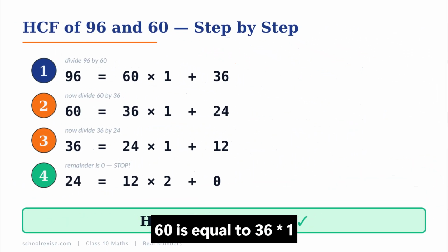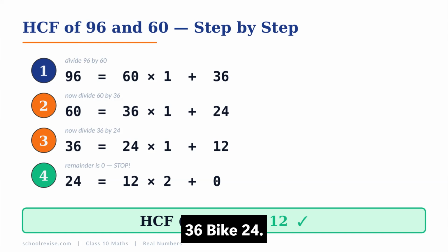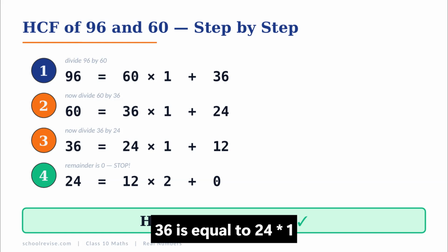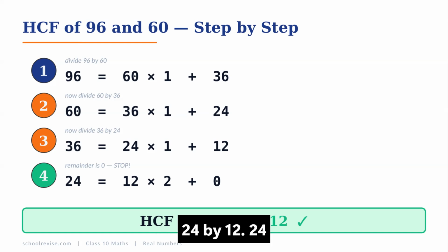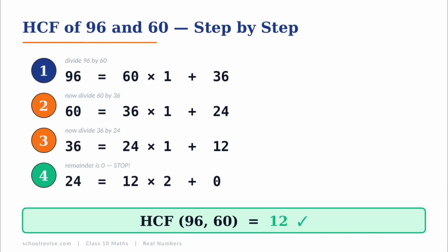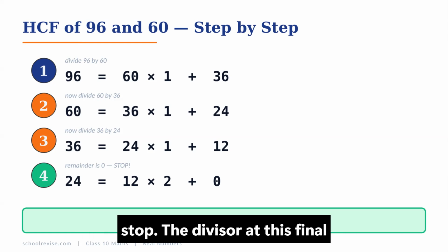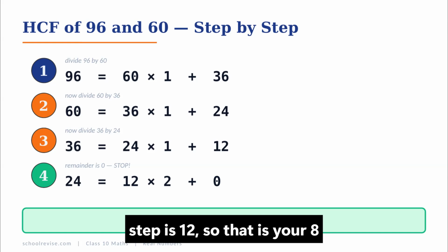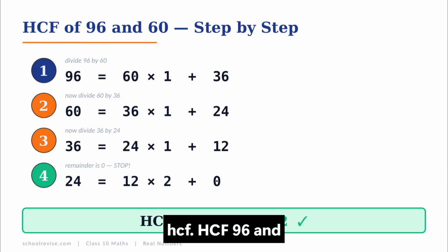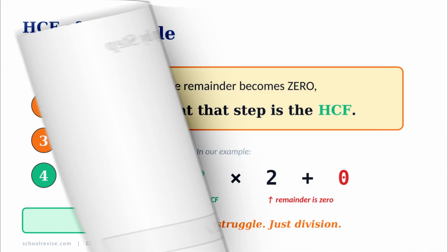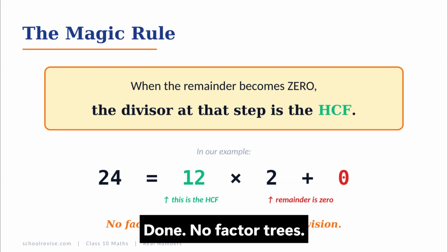60 = 36 × 1 + 24. Keep going. 36 by 24. 36 = 24 × 1 + 12. Almost there. 24 by 12. 24 = 12 × 2 + 0. The moment you get 0 as remainder, stop. The divisor at this final step is 12, so that is your HCF. HCF of 96 and 60 is 12. Done. No factor trees.